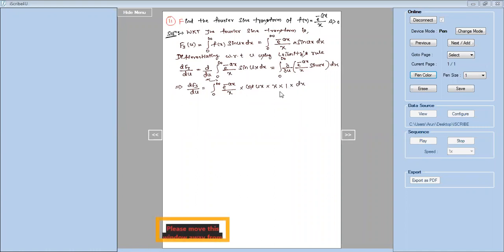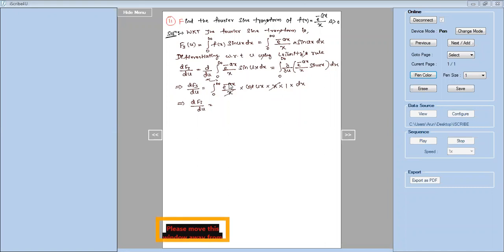So this is by applying the chain rule. If you observe this, x and x get cancelled. Now further, this implies dfs by du equals, if you look at this, integral e power minus ax cos ux. It looks like e power ax cos bx, and you know the formula for e power ax cos bx that we have discussed in the last classes.